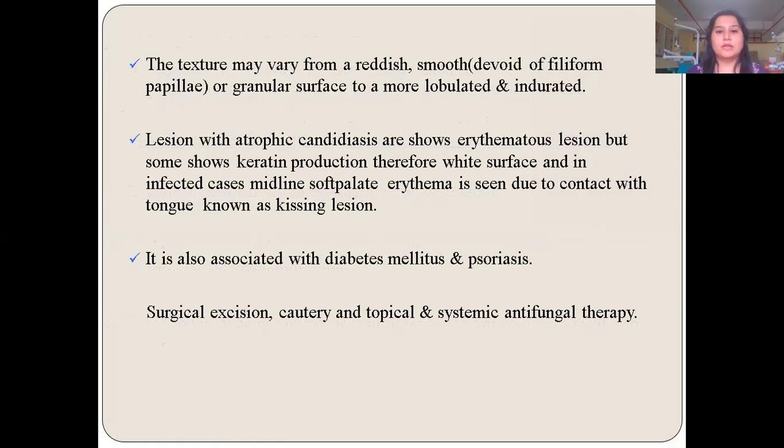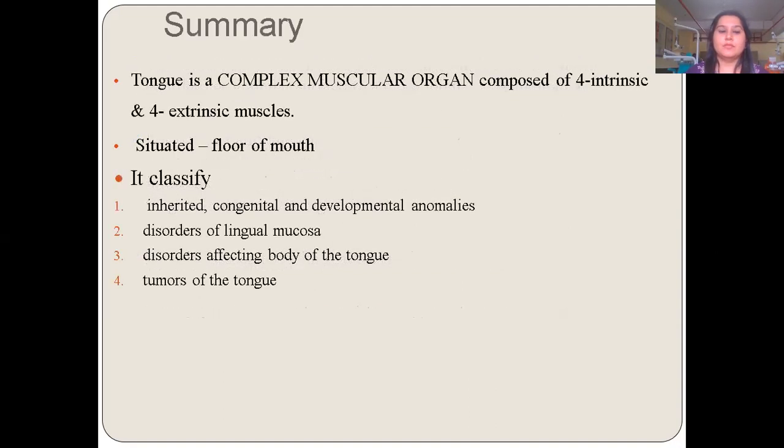Lesions with atrophic candidiasis show a more erythematous lesion, but some show keratin production, therefore a white surface can be seen, and in infected cases, midline soft palate erythema is seen due to contact with the tongue, known as the kissing lesion. It is also associated with diabetes mellitus and psoriasis. Surgical excision can be done, cautery and topical and systemic antifungal therapy can be given, but most of the time it will not require any treatment.